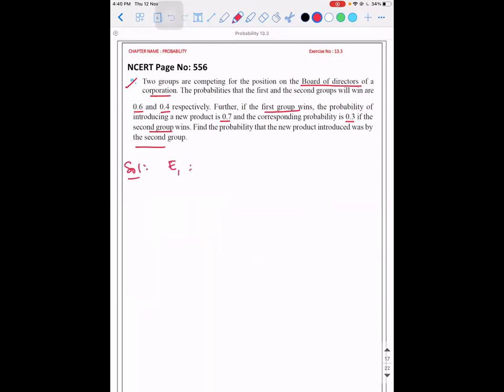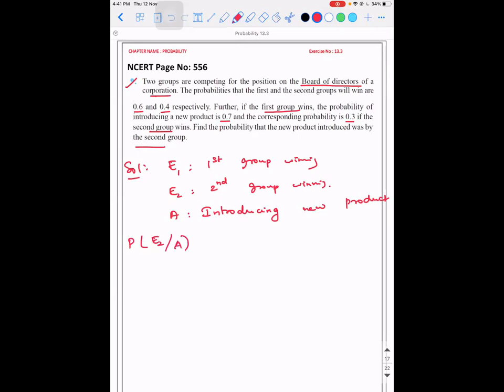Solution. What is event 1? First group winning. Event 2, second group winning. Event A, what is the event A, guys? Introducing the new product. Now what they're asking is, what is the probability that the second group has introduced the new product? What is the probability of E2 given A?